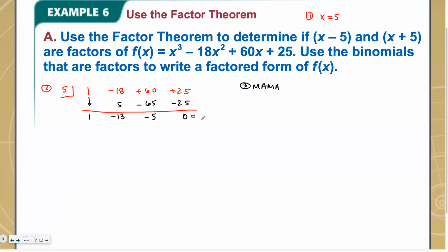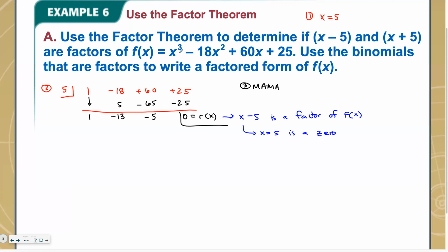So if I got 0, that means this is a factor. If the remainder is 0, then that's telling us this came from x minus 5. X minus 5 is a factor of f of x. And not only is it a factor, if it's a factor, x equals 5 is a 0. Okay, so those are two very important things.